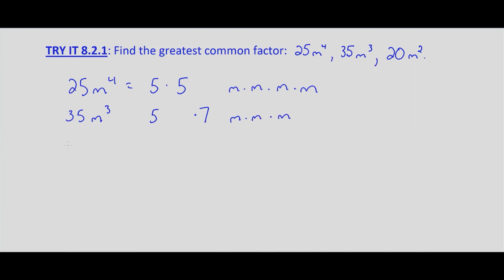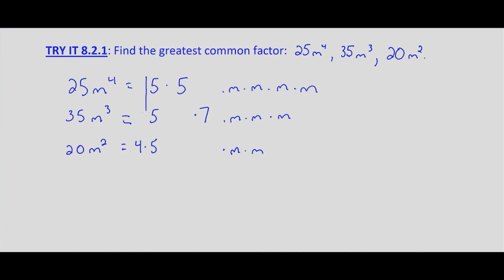And then 20m squared. So that's a 4 times 5. Then m squared is m times m.